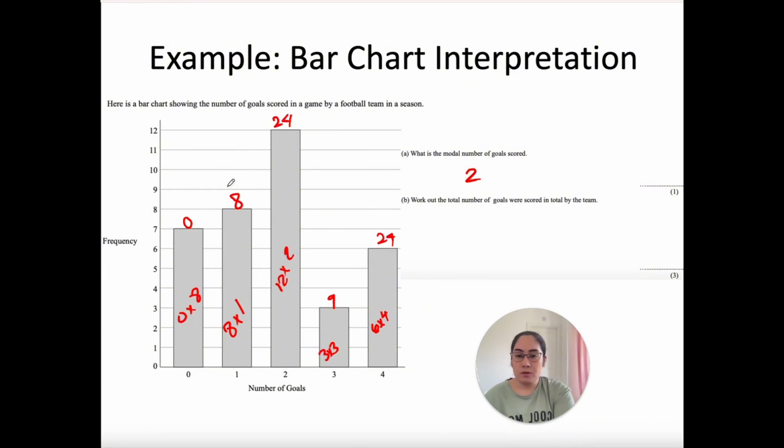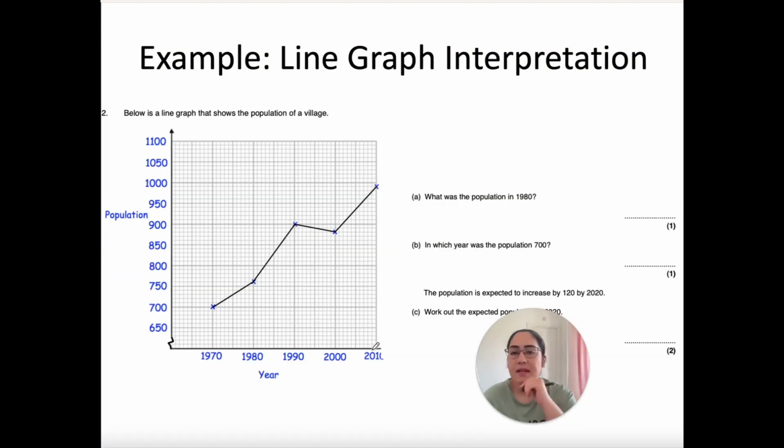Now, to find out the total number of goals that were scored across the team, we found out how many goals were represented by each bar. To find a total, we're going to add all of them together. So 8 plus 24 plus 9 plus 24, and the 0 there as well, but obviously it doesn't change our number. And that gives us 65.